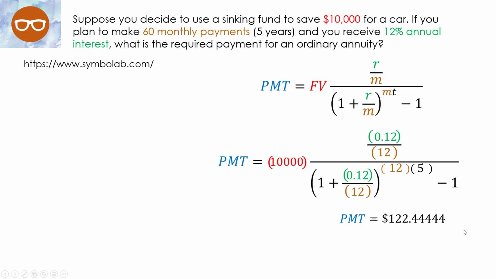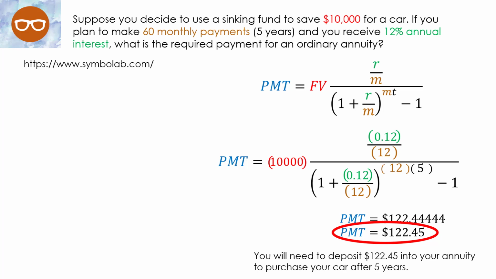So the payment is $122.44444. The thing is we want to talk about money, so our payment is going to be $122.45. You'll need to deposit $122.45 into your annuity to purchase your car after 5 years.